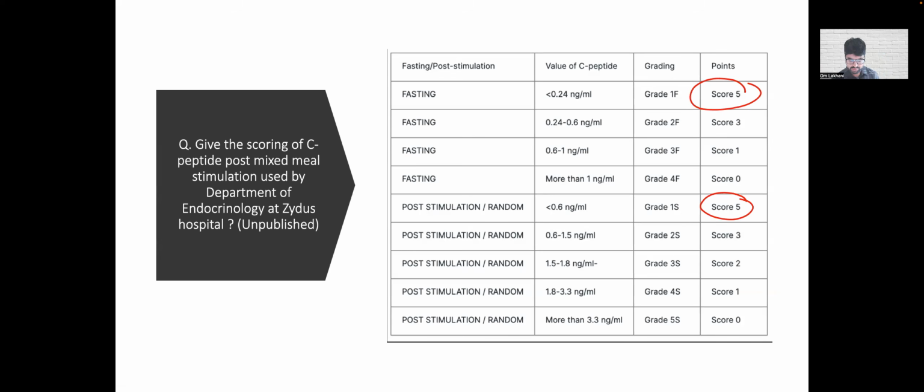Same way, if the post-stimulation is more than 3.3, or like I said, a random or a stimulated C-peptide more than 3, it almost rules out type 1 diabetes. And again, if the fasting is more than 1 nanogram per ml, you think it is less likely that the patient is having type 1, right? So these are the scoring system.